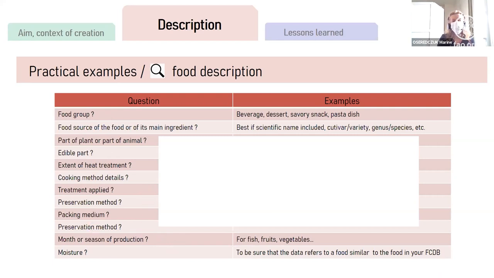The first question is, for example, is the food group known? This question is asked because if we have data on mustard, for example, it can be important to know whether we are talking about the seed or about the seasoning. Another question is on the edible parts. If relevant, is it clear if the food was analyzed with or without the edible part?